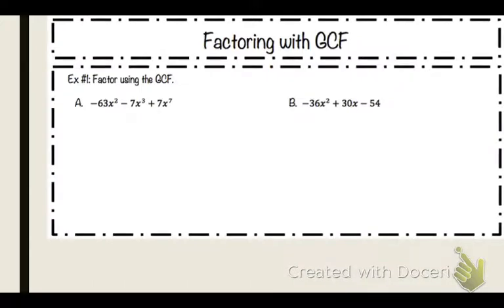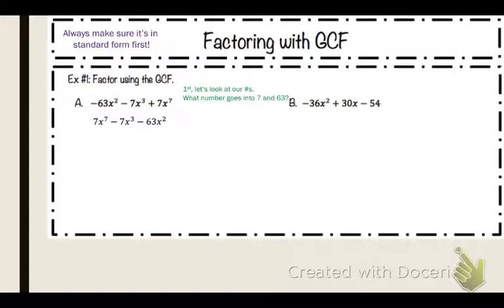Now let's do this. So we need to factor using the GCF, or the greatest common factor. You always have to make sure it's in standard form first. So let's look at example A. That is not in standard form, so let's change it so it is. So we have 7x to the 7th minus 7x cubed minus 63x squared. Now let's look at our numbers. So what number goes into 7 and 63? It's 7. That's the biggest number that can go into 7 and 63.